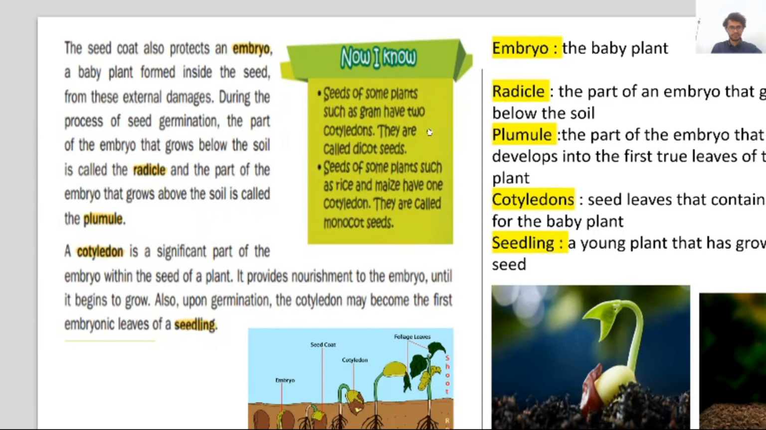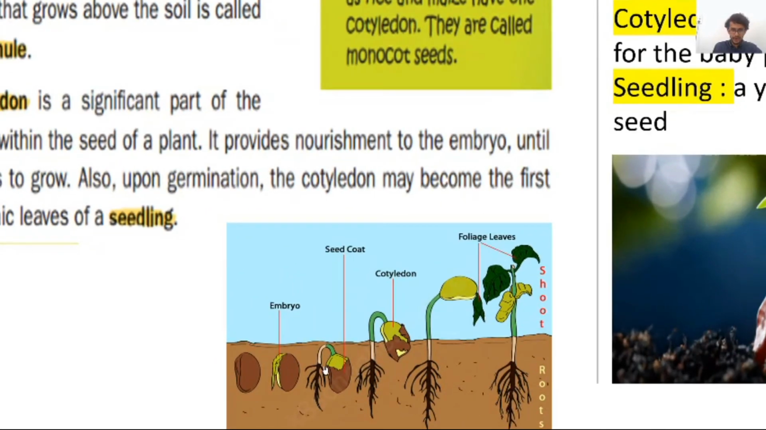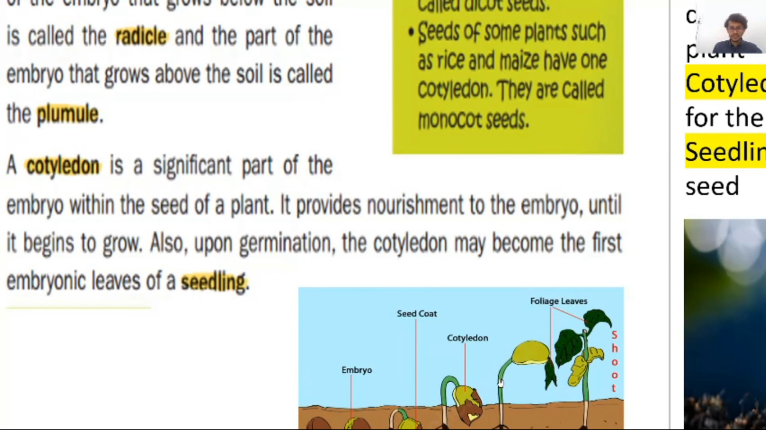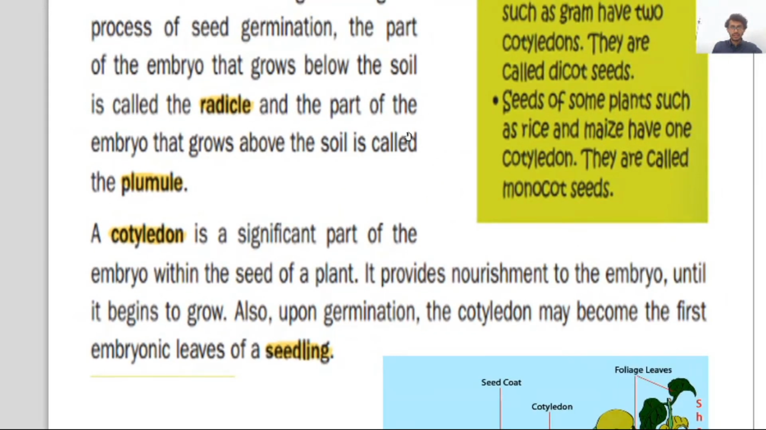Now during the process of seed germination, the part of the embryo that grows below the soil is called the radicle, and the part of the embryo that grows above the soil is called a plumule. You see, this green color is the embryo. Plumule. Great. Very good.